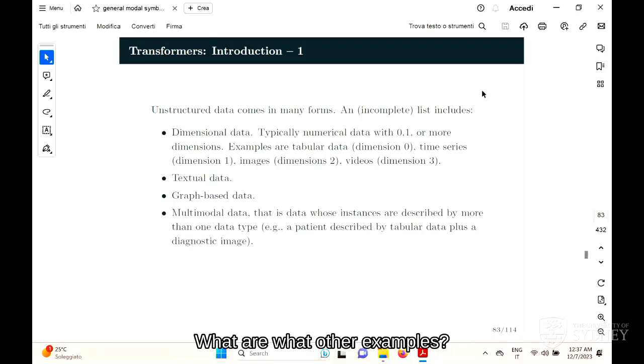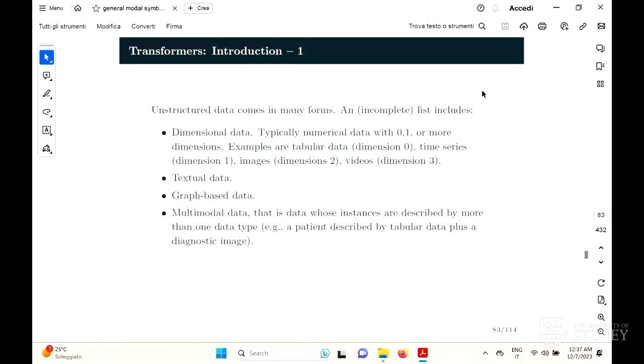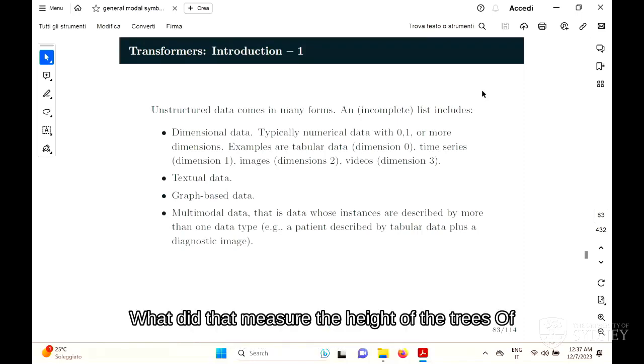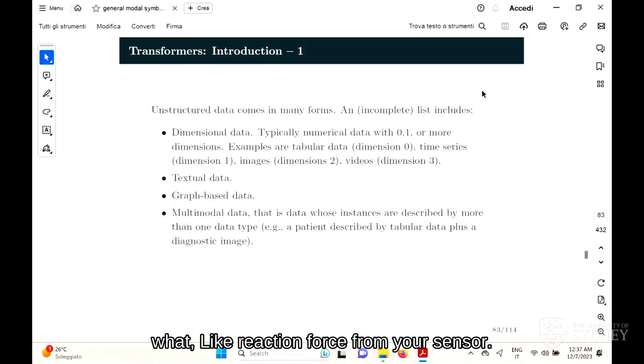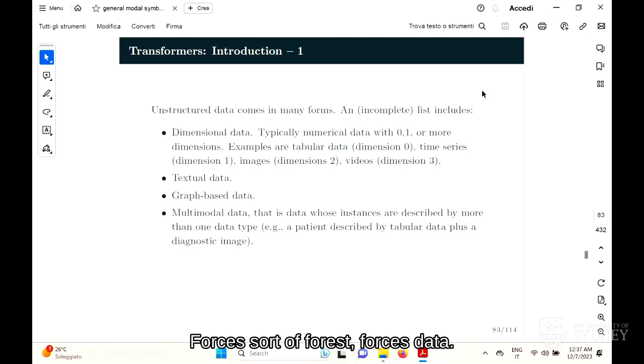Right? What else? What other examples? What did you learn from? Some time series. Time series of what? Forest data. Sorry? Forest data. Okay. So what was the attribute? What did the data measure? The height of the trees? No, basically force. Force of what? Like reaction force from your sensor. Yeah. Sorry. Forces. It's not forest.